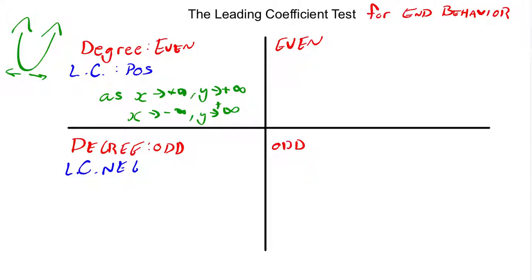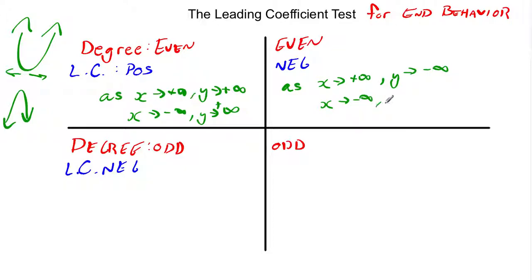My apologies. So when we have a leading coefficient that is negative, what we're going to have now is a sad parabola. Think about y is equal to negative x squared. And this will work for any even degree, such as x to the fourth, x to the 10th. And we can say that as x goes to positive infinity, y is going to negative infinity. And as x goes to negative infinity, y is again going to negative infinity.